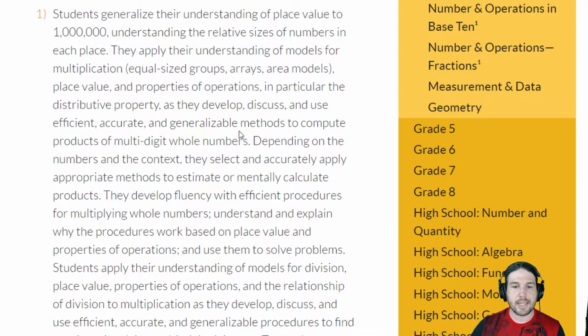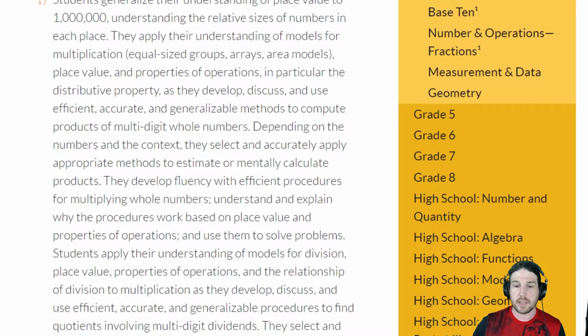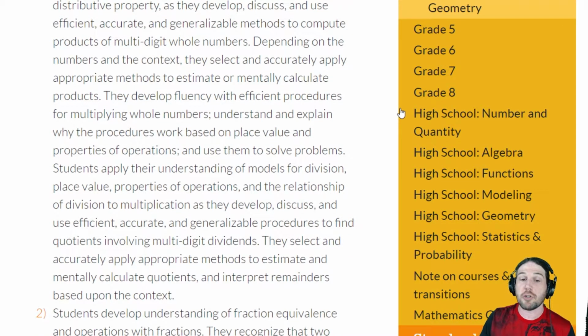Depending on the numbers and context, they select and accurately apply appropriate methods to estimate or mentally calculate products. They develop fluency with efficient procedures for multiplying whole numbers, understand and explain why the procedures work based on place value and properties of operations, and use them to solve problems. Again, it's really important to note that we are really going to be leaning hard into the, okay, now you know the number, you know the answer, tell me why. Tell me why you know what the answer is, and that's what we're going to be doing a lot of.